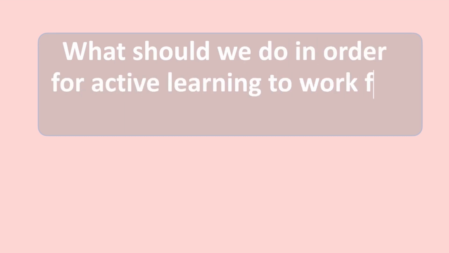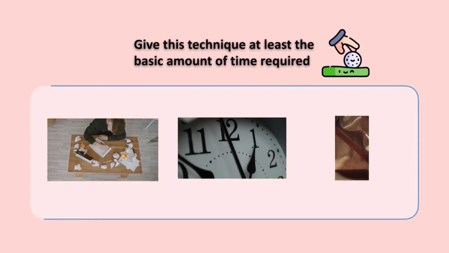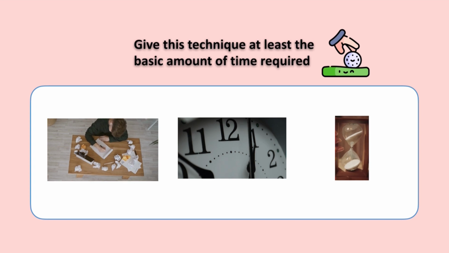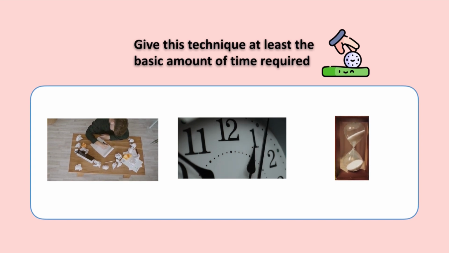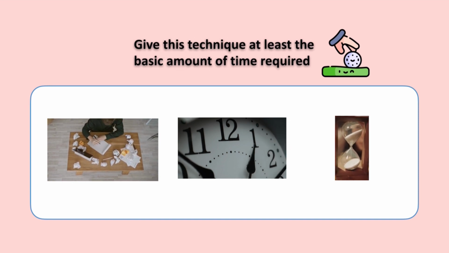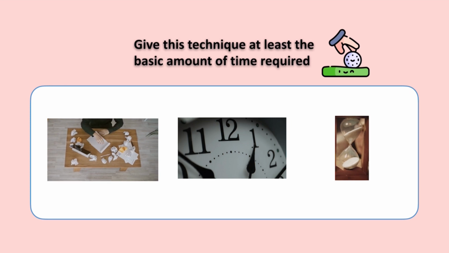So, what should we do in order for active learning to work for us? First, give this technique at least the basic amount of time required. This method is very efficient, but then it will not work for people who are very impatient and are not ready to even give that least amount of time required for this study technique to even work. Please give this technique at least the basic amount of time required so that it can show you its benefits.